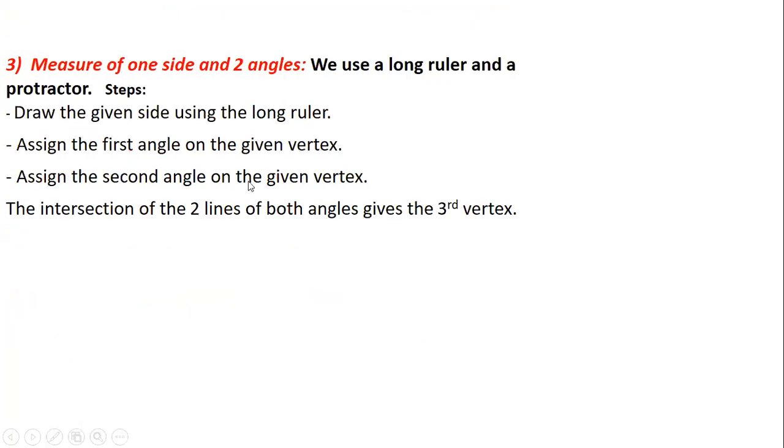The last construction, we will be given the measure of 1 side and 2 angles. We use a long ruler and a protractor. We use the given side. We assign the first angle on the given vertex. We assign the second angle. The intersection of the 2 lines gives me the third vertex. I'm done with this discussion.